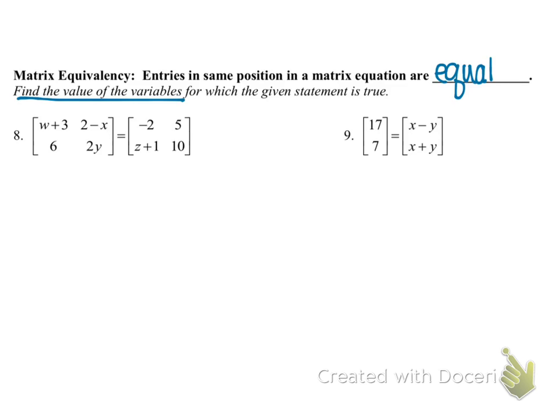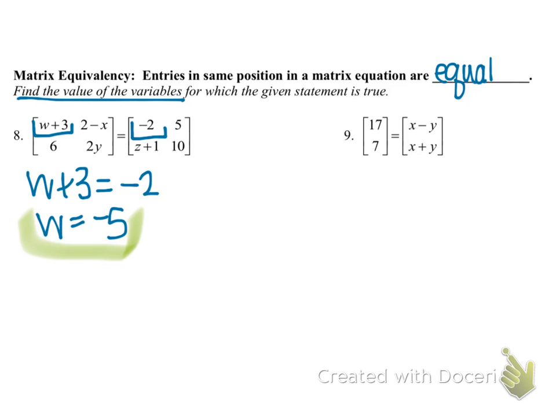So when we compare, we can compare entries in the same position. W plus 3 and negative 2, okay? Those are going to be equal to each other. So we're going to do W plus 3 is going to be equal to negative 2. So W equals negative 5. Okay, that's one of our answers right here.